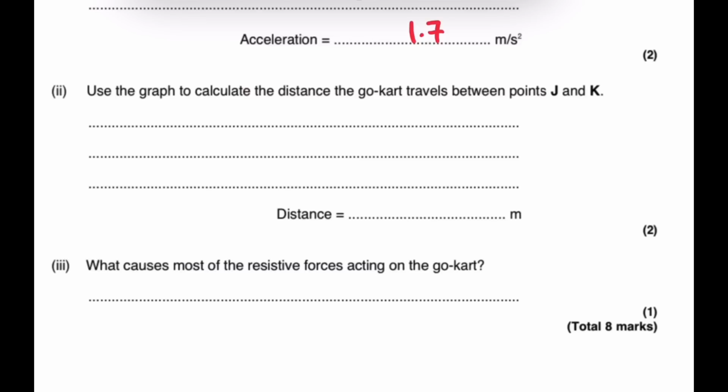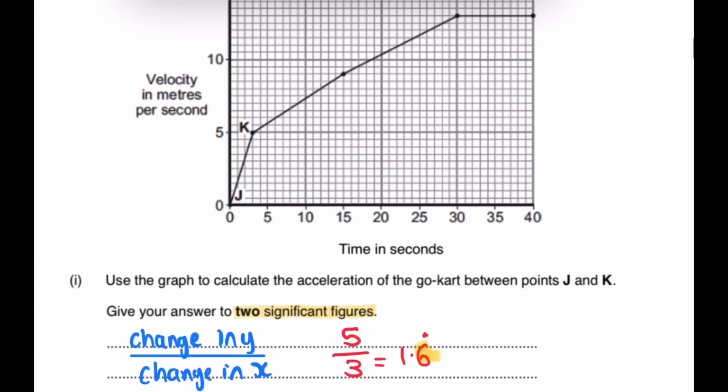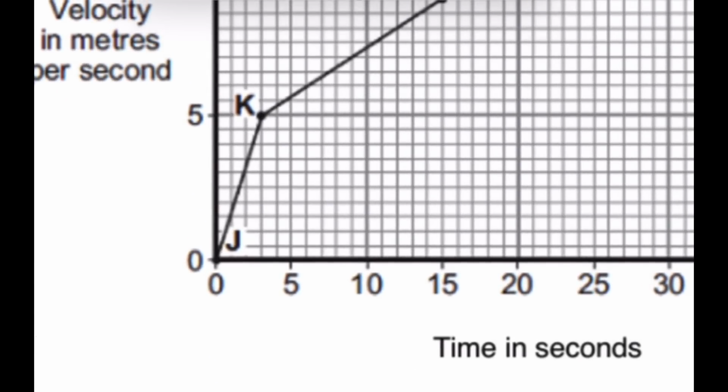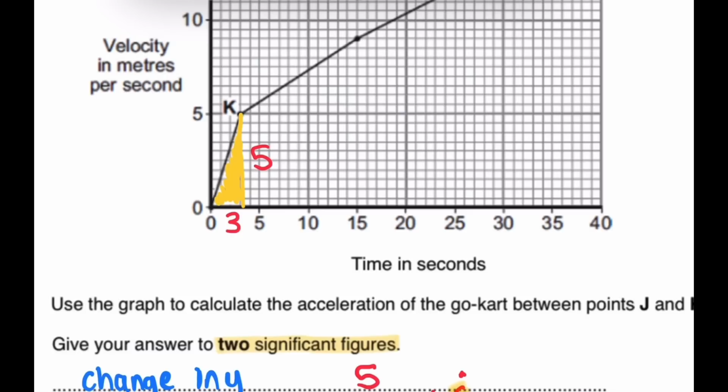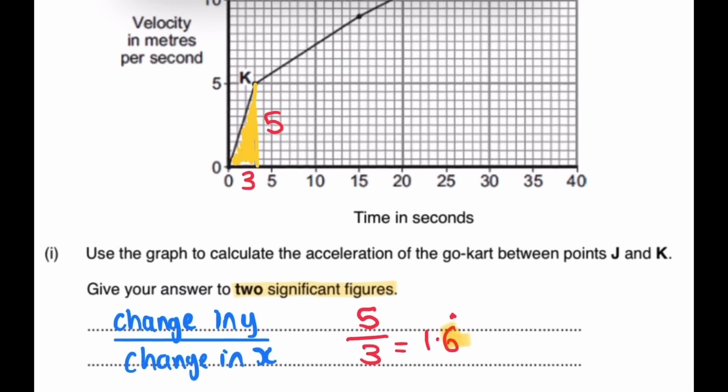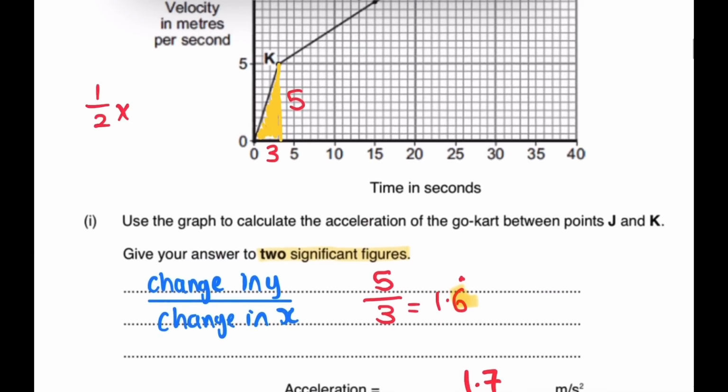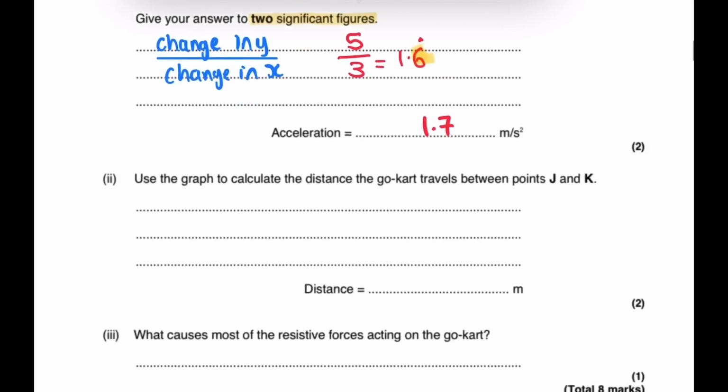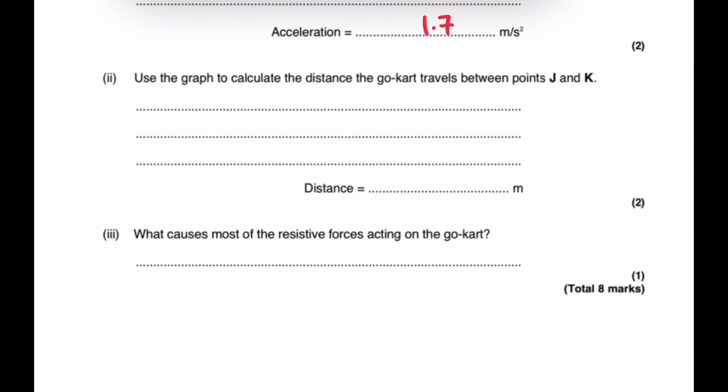Next question. Use the graph to calculate the distance the go-kart travels between point J and K. So to find the distance, what you are going to do is try to find the area of this section, which means we are going to see down where we already said this is 3 and this is 5. So using our math skills, we know that the area of a triangle is half times base times height, which means it will be half times 15, which is 7.5. So our final answer for finding the distance is 7.5, and make sure to put all your working out here.